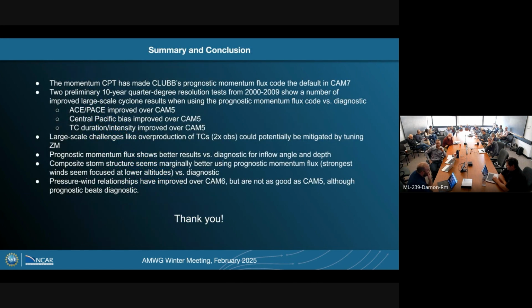So just summarizing some of those points, we've turned on the prognostic momentum flux code in the CPT. There are some improvements over Cam 5 in some ways. Overproduction of TCs is something that is still a bias, I think, but could potentially be mitigated, maybe with some ZM parameters. Yeah, some of these other points that I was just making about how prognostic momentum flux seems to look better than diagnostic momentum flux. So yeah, thank you for listening, and I'm happy to listen to your questions.